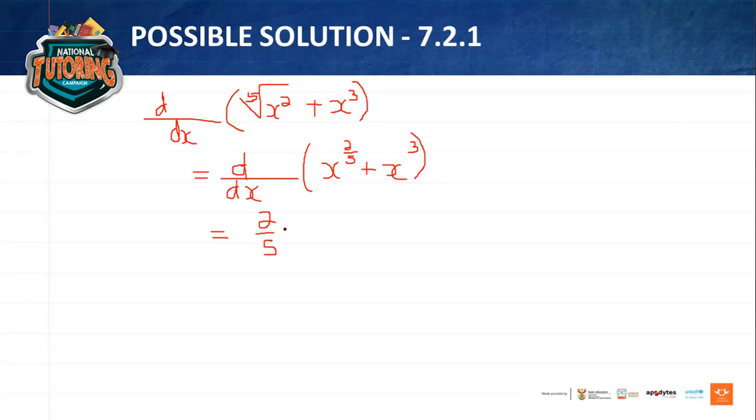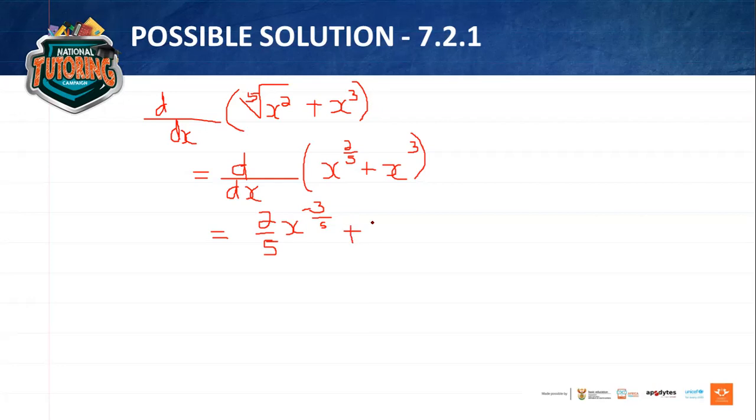Then the exponent jumps down, it becomes 2 over 5. Then it's going to be your x. Then this 2 over 5, we are going to subtract 1. So if you subtract 1 from 2 over 5, it now becomes -3 all over 5. This is when you subtract 1 from your exponent according to the rule.